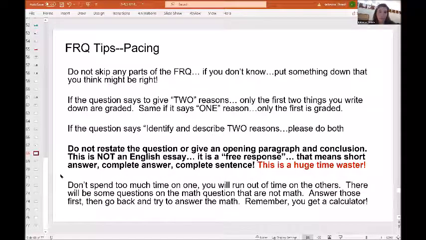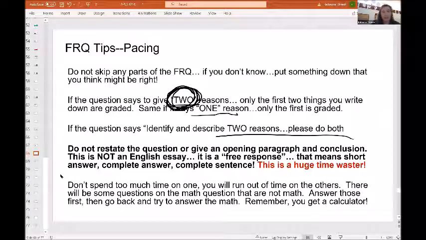Now, I will say, if you're given a specific instruction, like give two reasons or list a reason, we can only really grade the first two things that you say. So if you just start writing out a laundry list of potential correct answers and your eighth answer is actually the right one, I can only really give you points for the first two that you mentioned. So really try to put your best answer first.